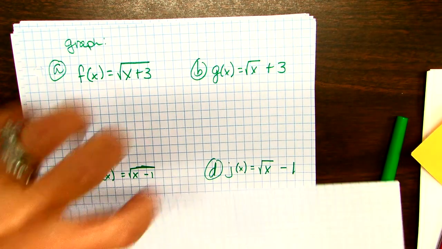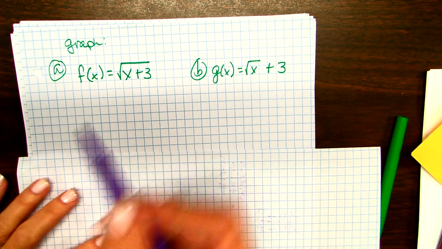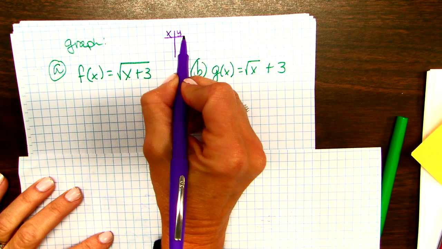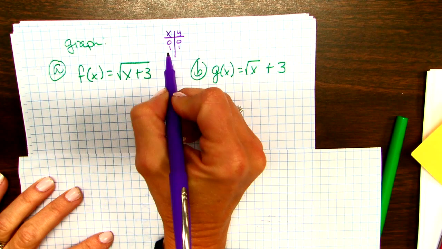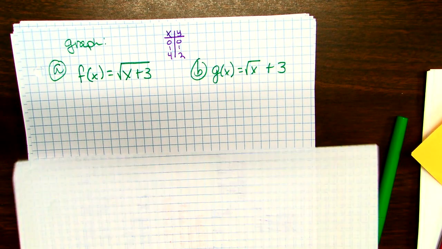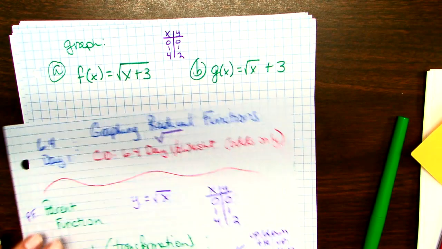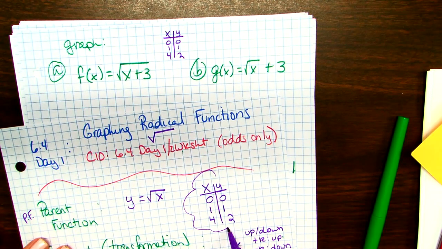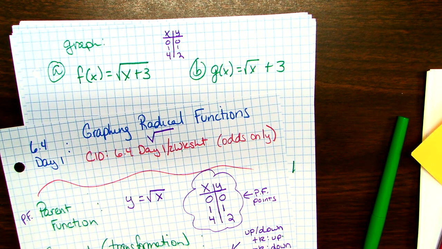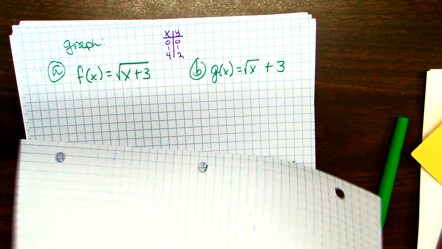Look how small the space is. Nice and easy. Guys, if it helps you to have those parent function points, because you're going to graph these over and over, you should have them memorized by the end of the notes. You start with those parent function points each time. Remember those points we came up with here. These are your parent function points. That's where we start.